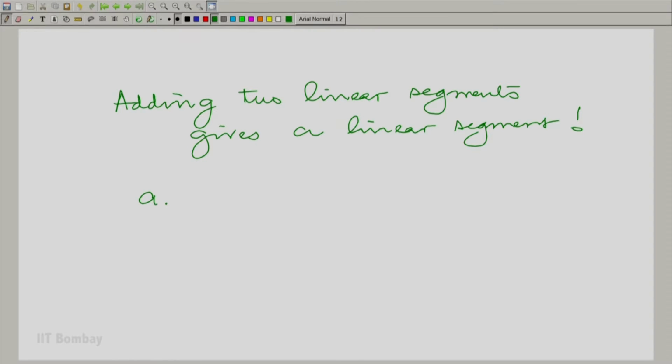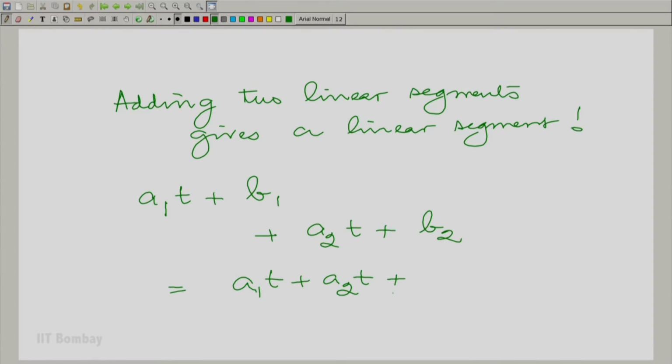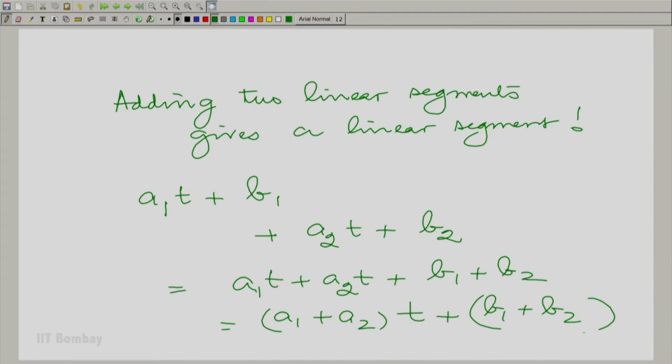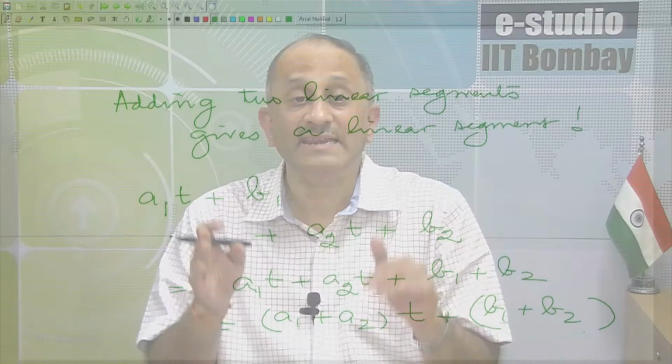Very simple. If you have A1t plus B1, that is how you express a linear segment in time t, and add it to A2t plus B2, it is simply A1t plus A2t plus B1 plus B2. That is also a linear segment. Now, when you know that you are going to get a linear segment by addition, how do you need to find out what that linear segment is going to be? Look for 2 points. It is very easy to draw a linear segment. If I know 2 points of the linear segment, I know the whole segment.